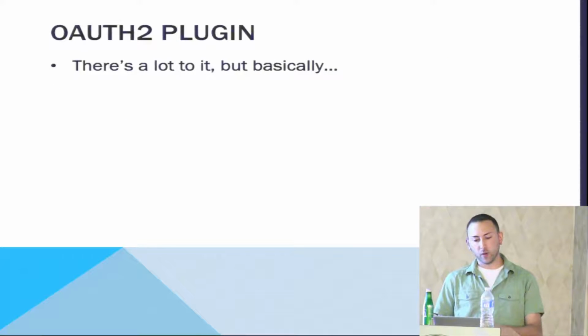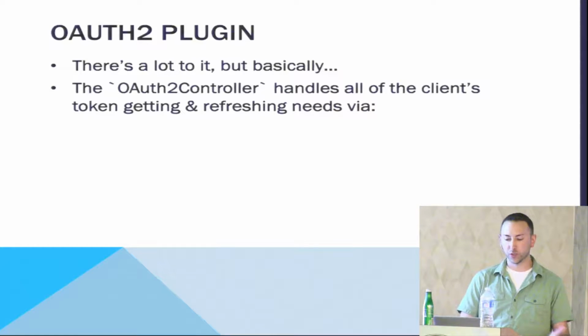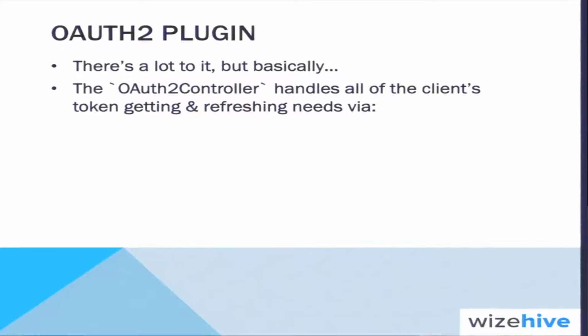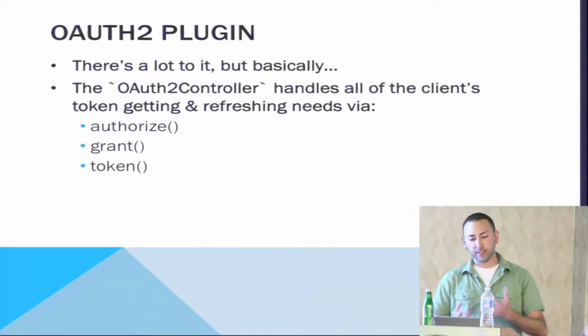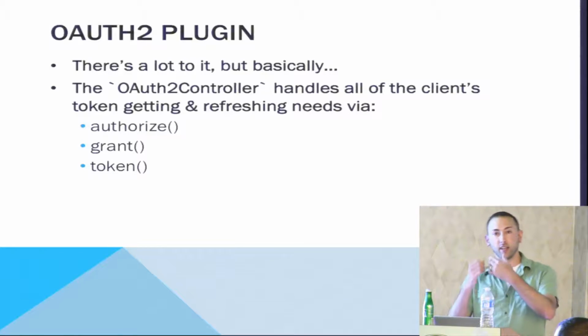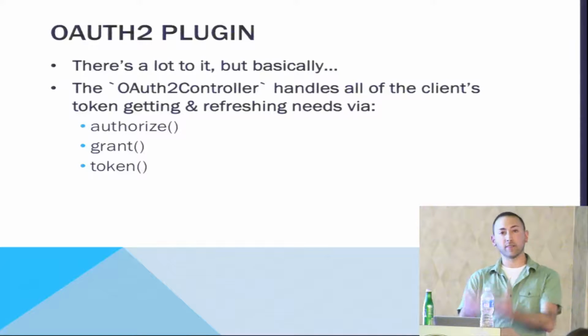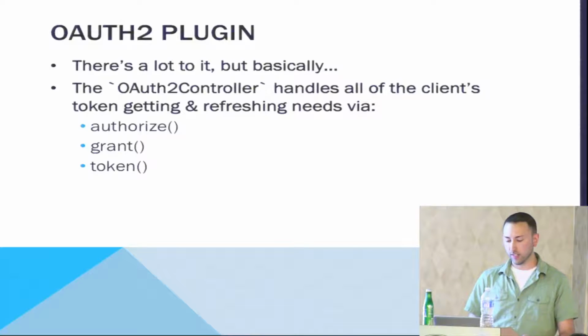So we developed an OAuth 2 plugin for Cake. And there's a lot to it, but what it comes down to is that there's an OAuth 2 controller. It handles all of the client's token getting and refreshing needs. So what that includes is authorize, grant, and token. Basically, these are just different ways to interact with the system so that a client can say, I want a token, or I have a token, and I want to verify that it's good.